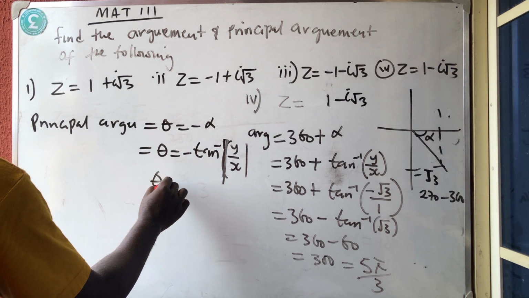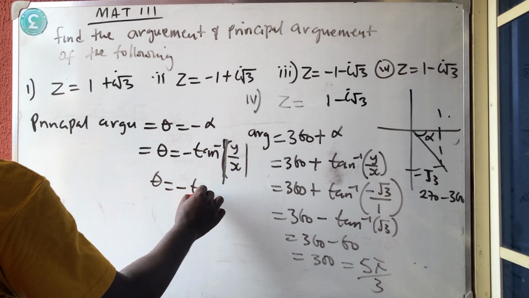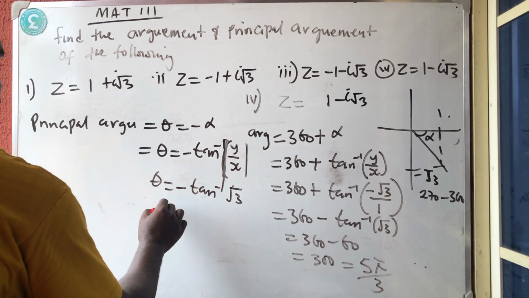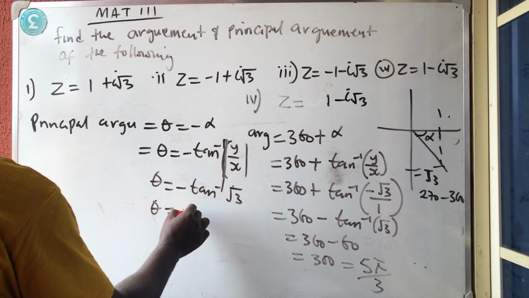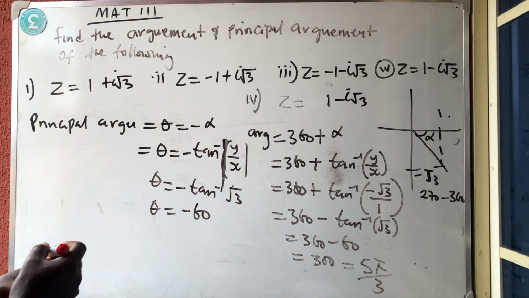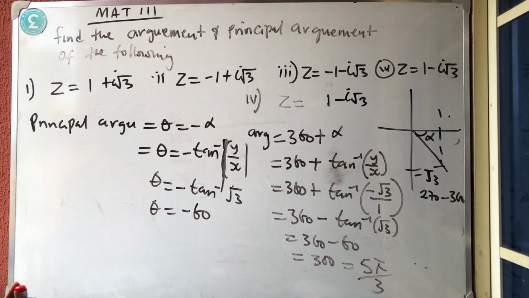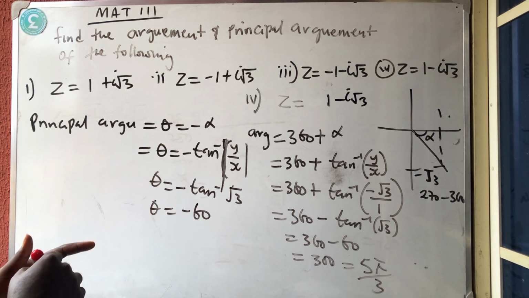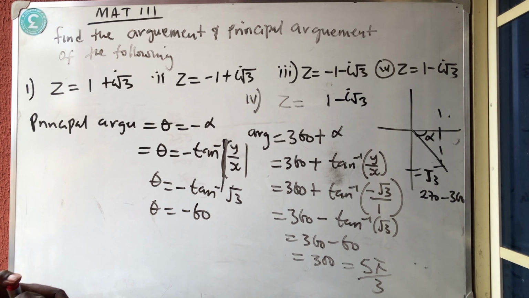Theta is equal to minus tan inverse of root 3. Which is, theta is equal to minus 60. Okay, so that is that. So you can put it in terms of pi by saying 180 divided by this and then turn it upside down. So that is that.